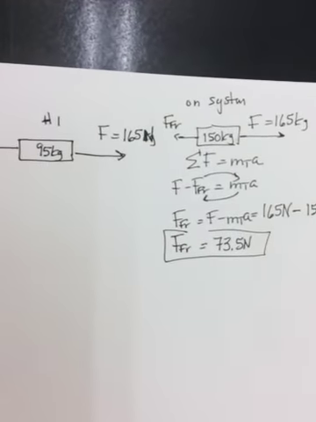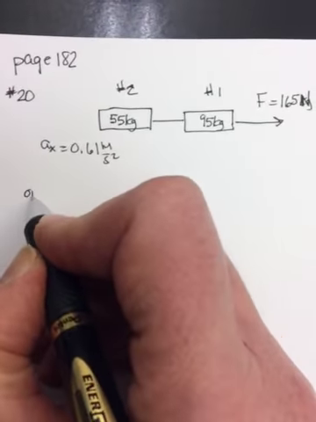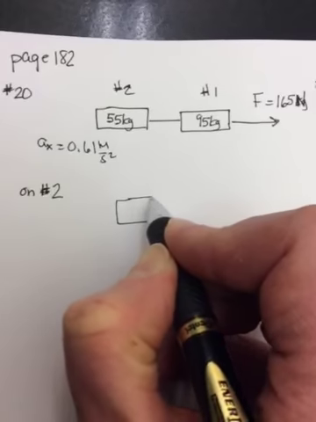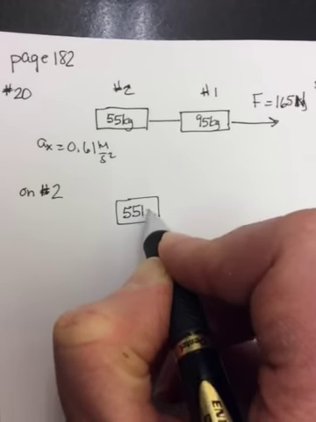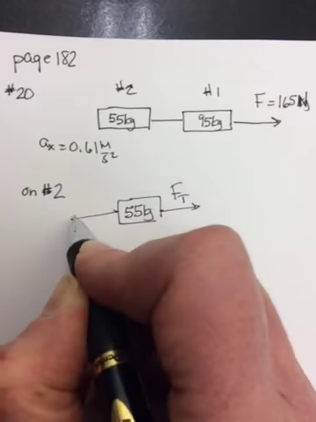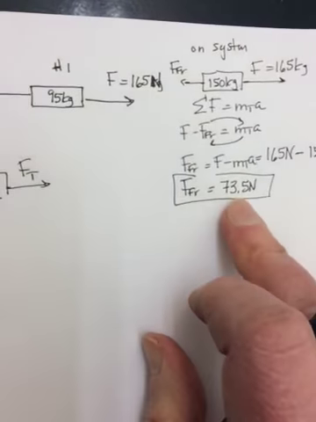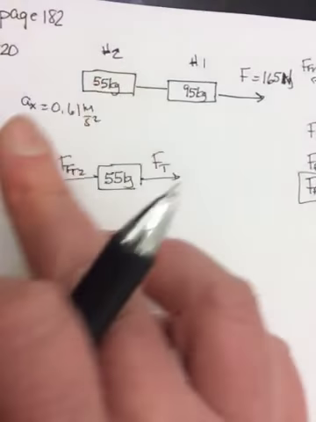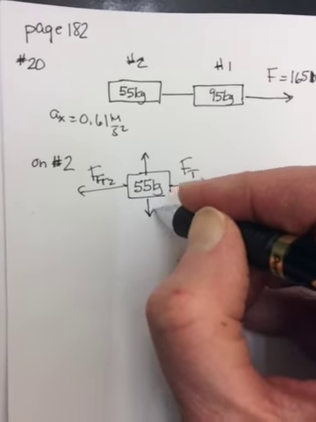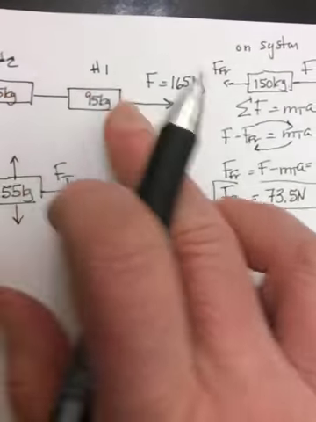But now part B says, find the tension in the rope attached to the second toboggan, the 55 kilogram toboggan. So on number 2. So here's my second toboggan, 55 kilograms. Pulling forward is the tension that we're looking for, and pulling back is the friction on number 2. Now the friction on number 2 is not 73.5 newtons. That's on the whole system. So you need to find the friction on 2, and to do that, we're going to need to find the coefficient of friction. Okay, so this is the friction of the total.